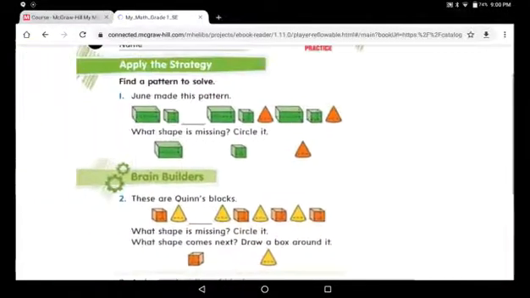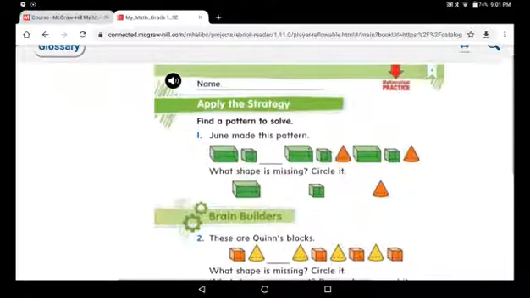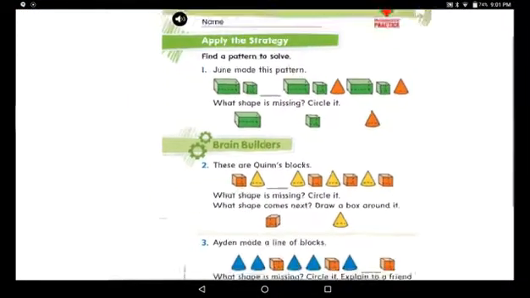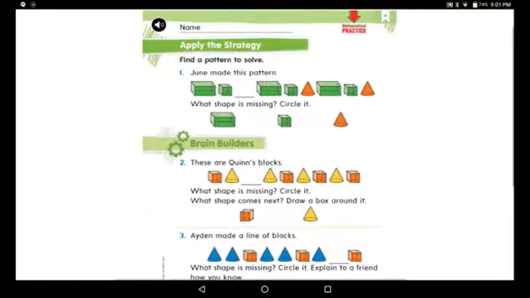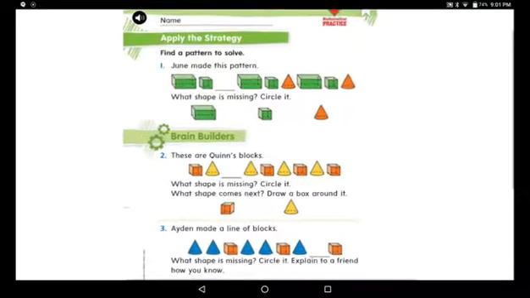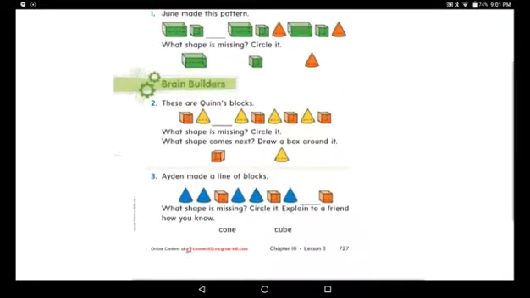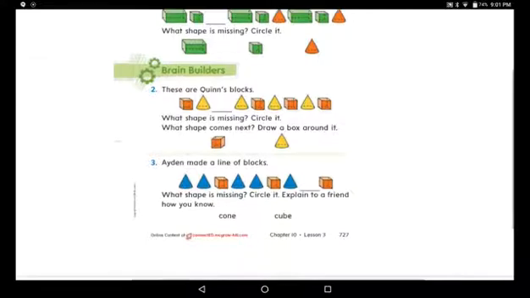Okay, this page, my lovely and smart students will solve it alone. Why? Because it's super easy for them. Find a pattern to solve. June made this pattern. You need to look at the pattern carefully and then answer what shape is missing, circle it. These are Quinn's blocks. What shape is missing? Circle it. What shape comes next? Draw a box around it.